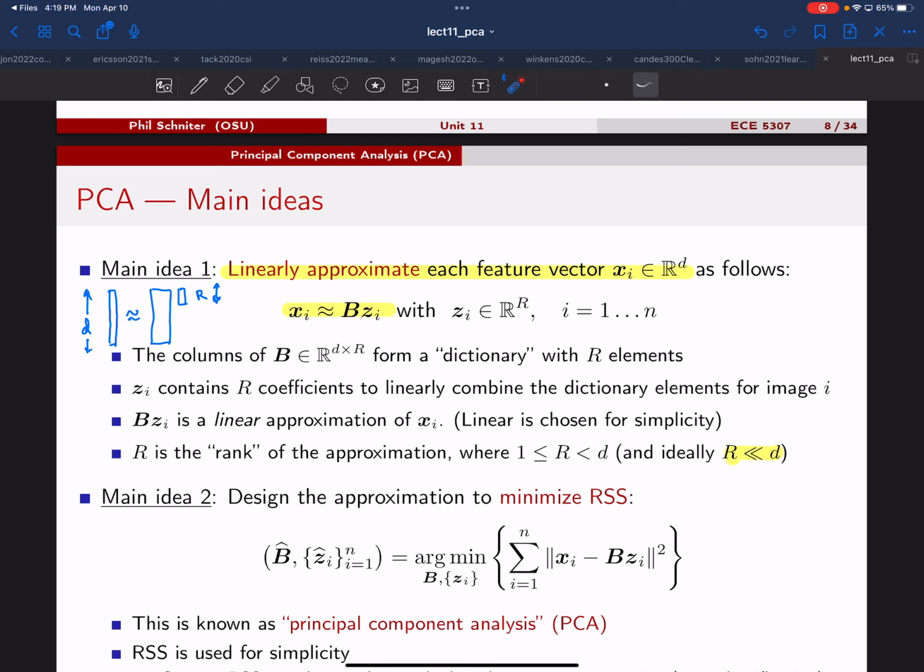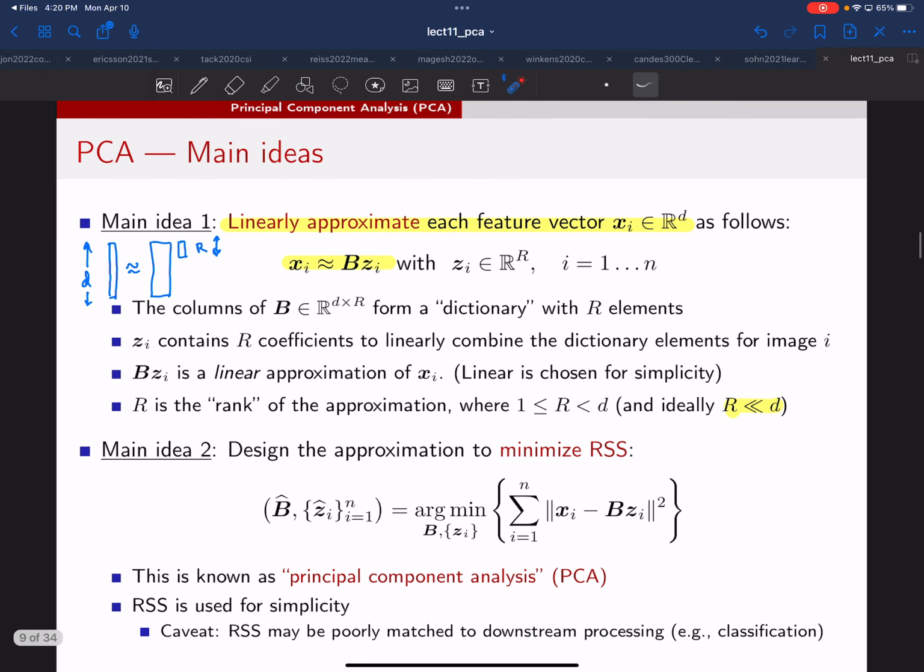You can definitely do this better if you allow yourself a nonlinear function. For example, you could use a deep neural network or something. But you can't derive anything in that case. So we're doing this because it's simple, because it's really classical, and we can derive everything. You can see exactly what happens. And this number r is called the rank of the approximation. We want r to be much less than the original feature dimension, because if not, it's not really worth doing all this, right? We're really trying to compress. And if we can compress a lot, then maybe it's worthwhile. So we'll see how much we can compress these faces later.